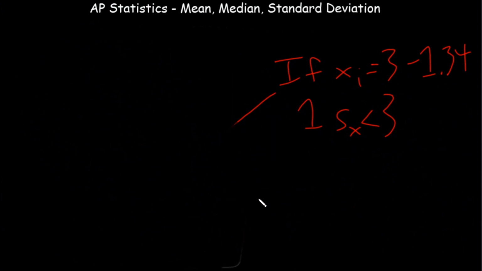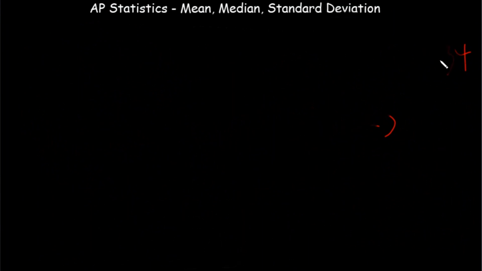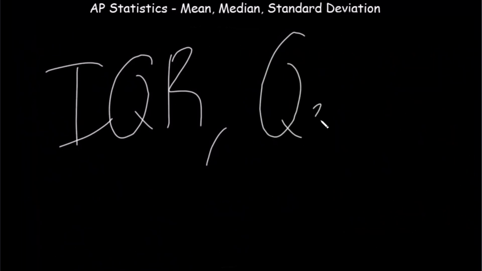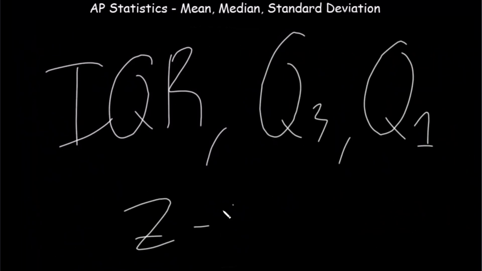So that's how means, medians, ranges, and standard deviations work in statistics. Next video, we're going to be going over interquartile ranges, quartile 3, and quartile 1. And then after that, we'll get into z-score.